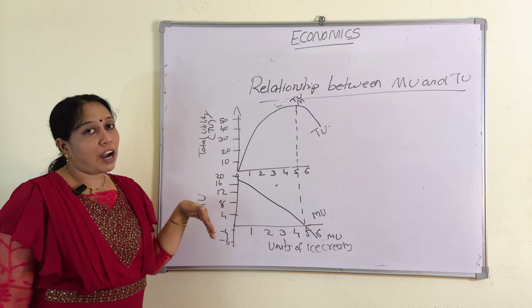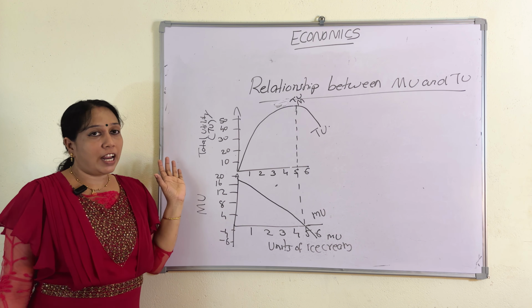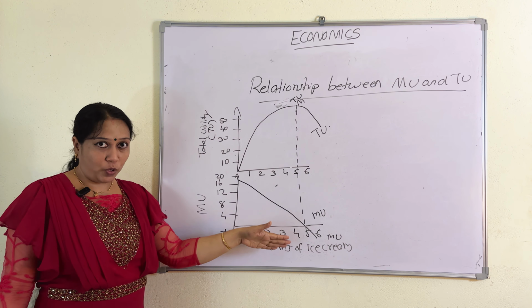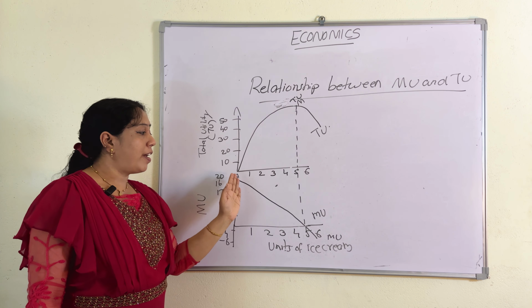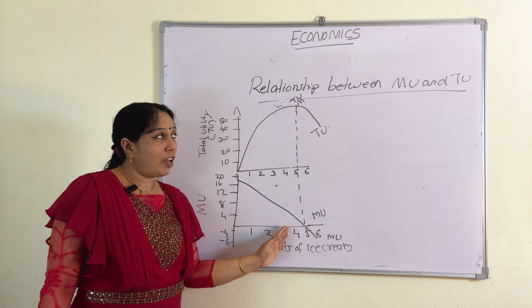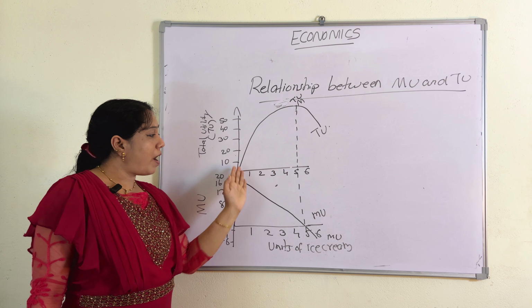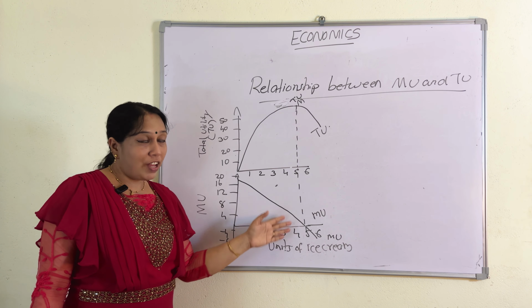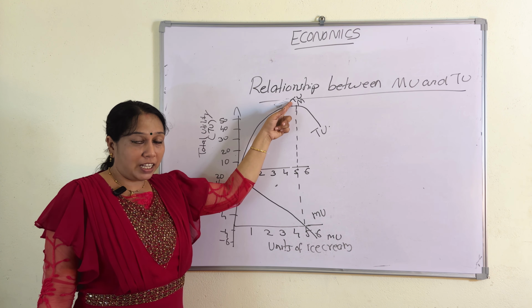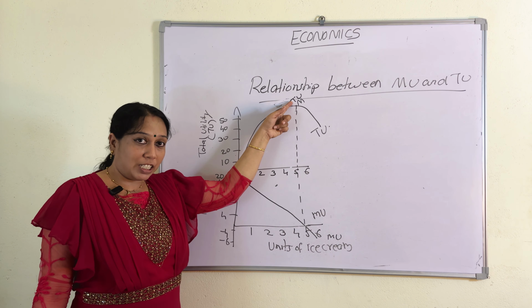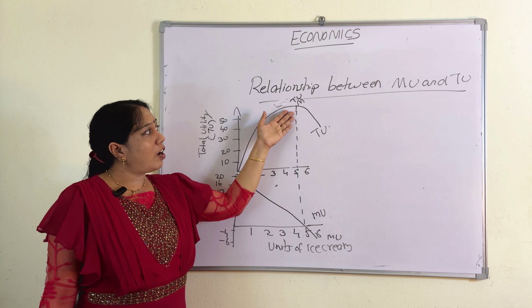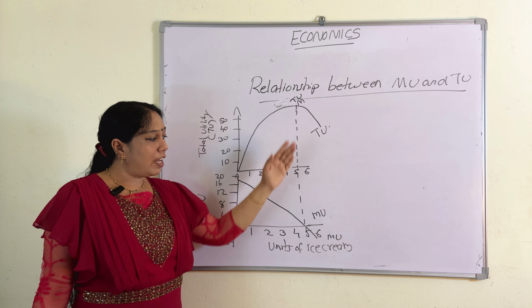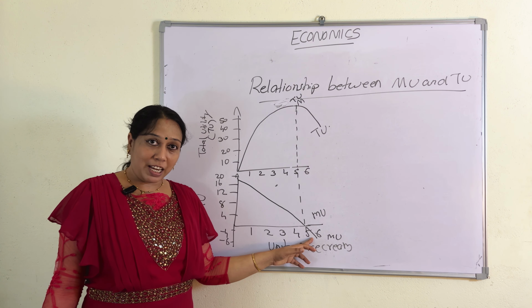So from this we can conclude the three ways of relationship between TU and MU. Whenever the TU is increasing, that time marginal utility is positive. When total utility reaches maximum, the marginal utility becomes 0. And when total utility decreases, that time marginal utility became negative.